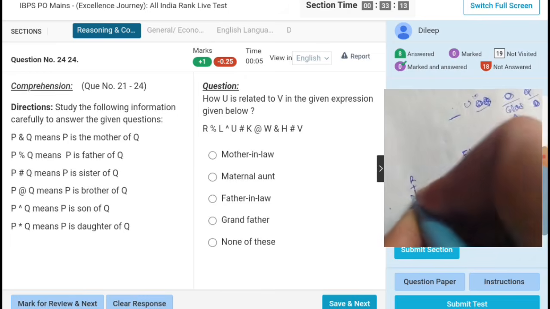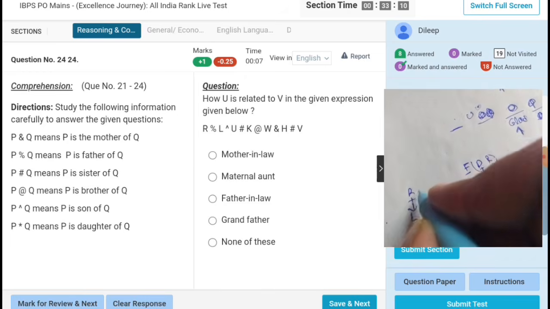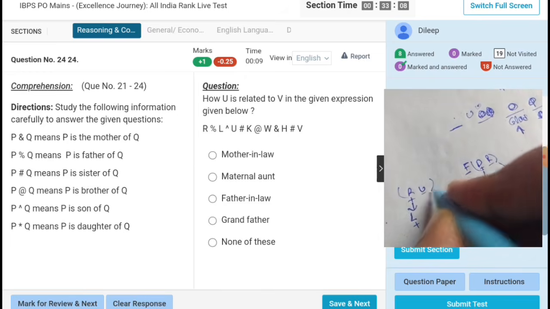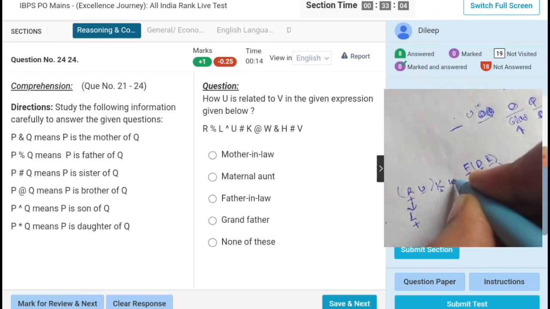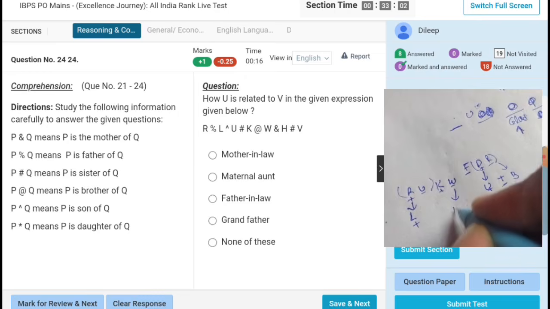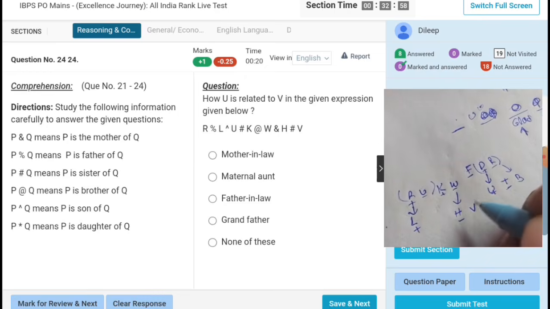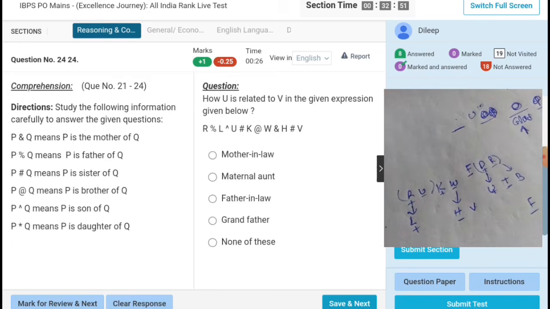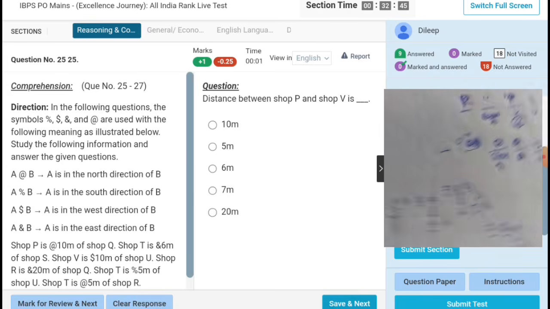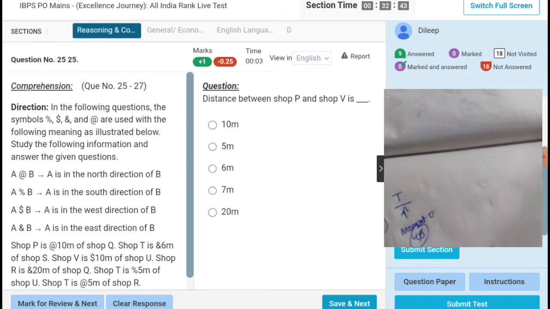R is the father of L, and L is the son of U. U is the sister of K, and K is the brother of W. W is the mother of H. H is the sister of V. U related to V? Paternal aunt. Yes, maternal aunt. Next one.